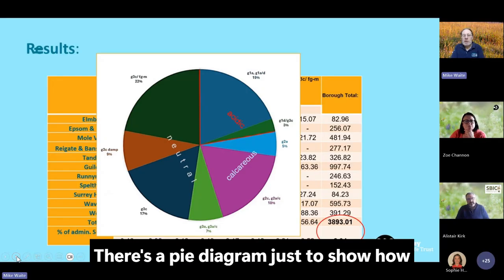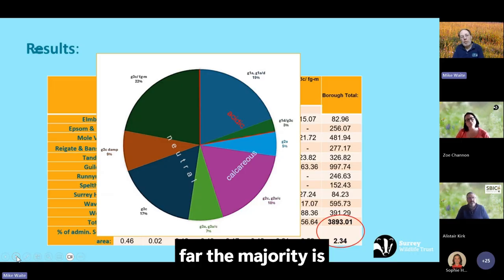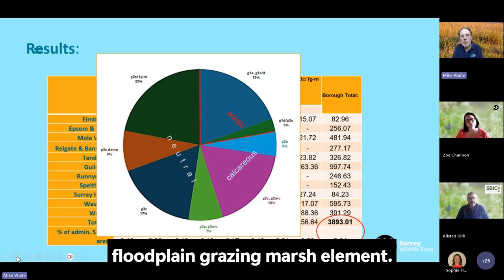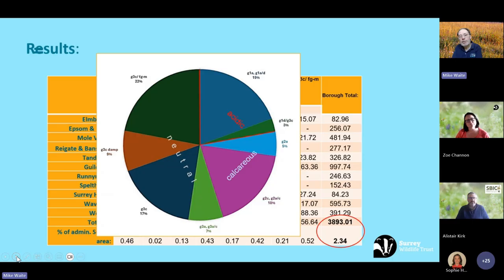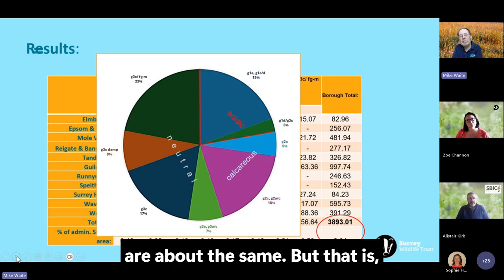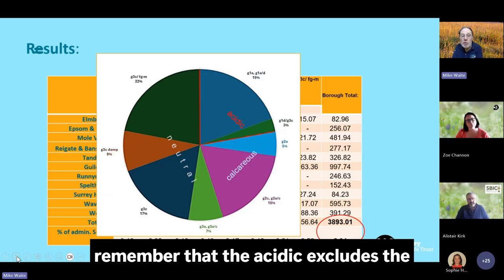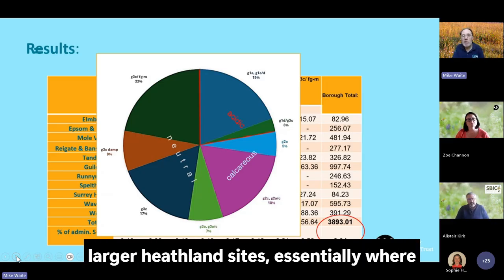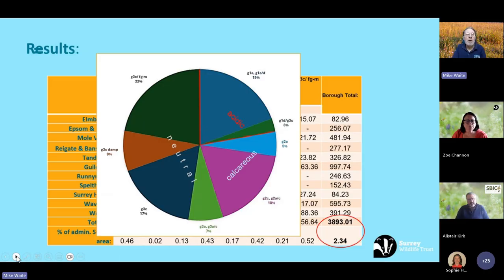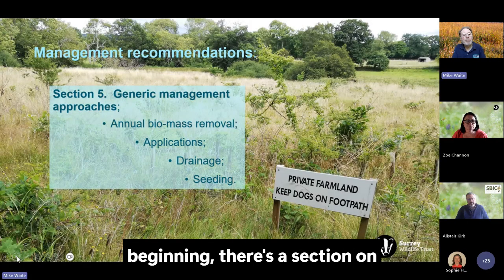There's a pie diagram just to show how that breaks down. You can see that by far the majority is neutral grassland, including the floodplain grazing marsh element. Calcareous and acidic are about the same, but remember that the acidic excludes the element within the larger heathland sites, essentially, where a lot of it is.